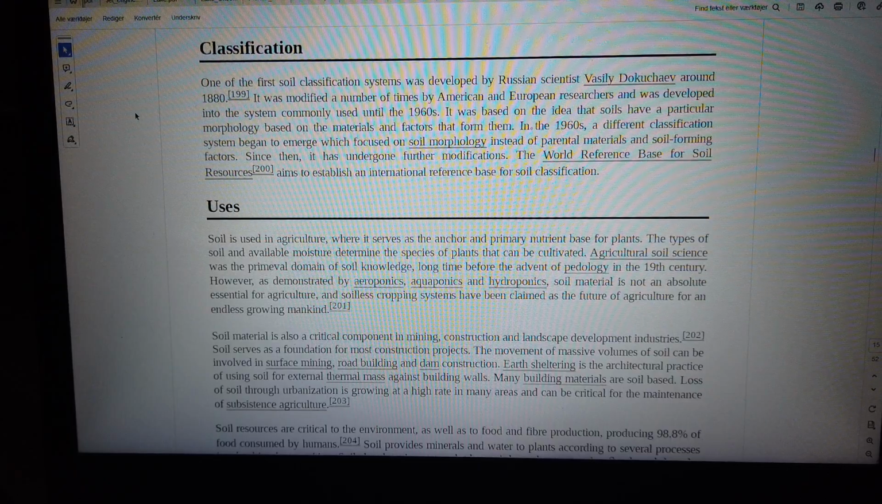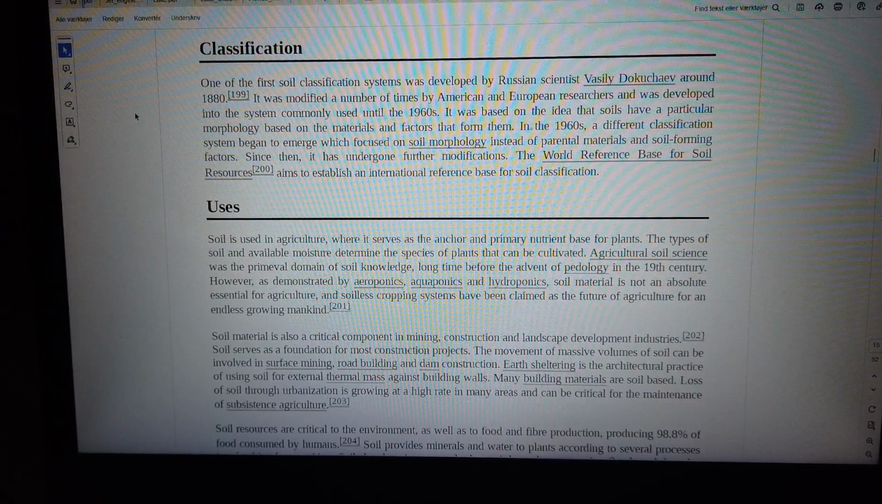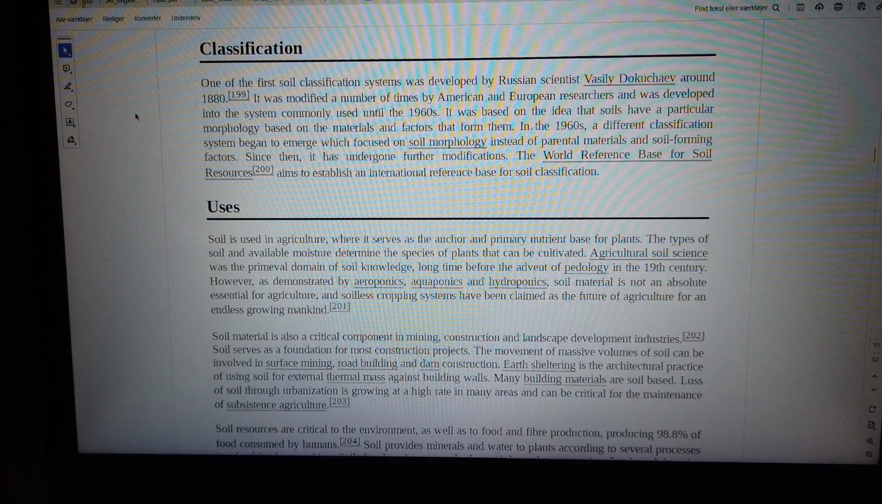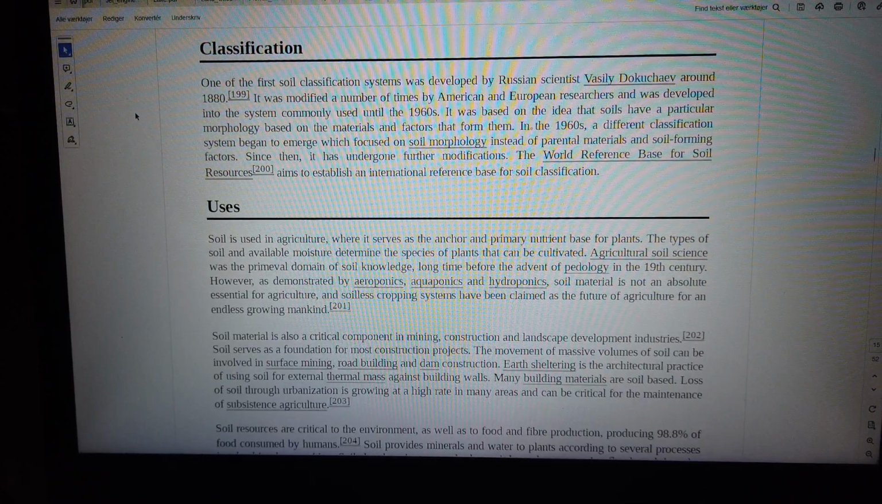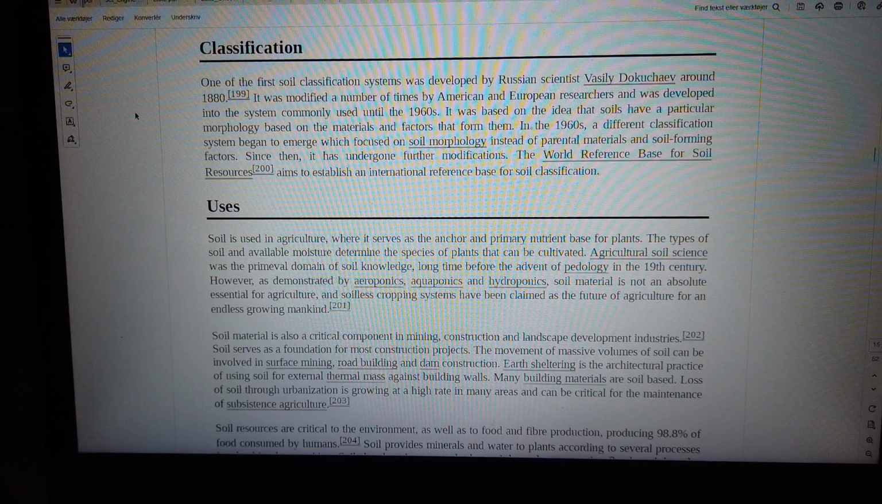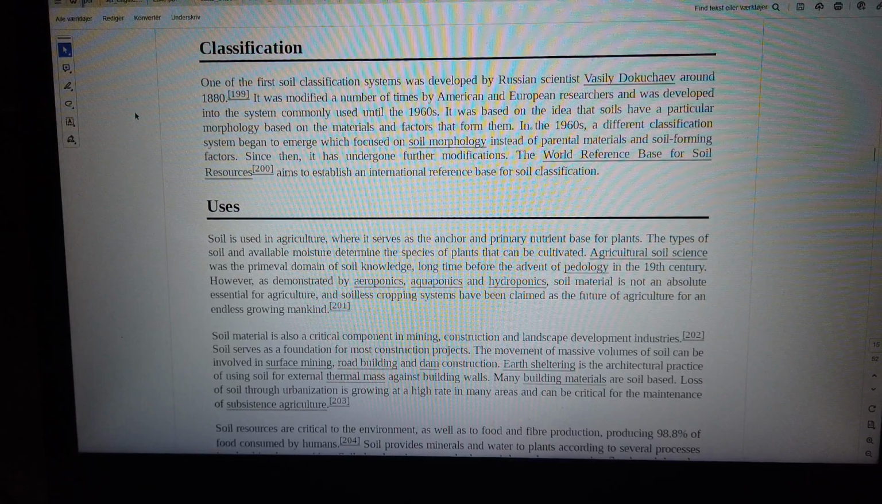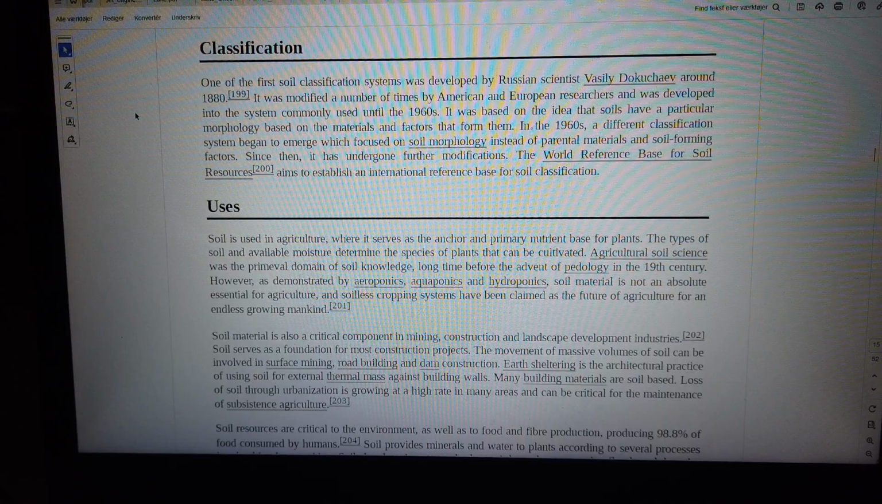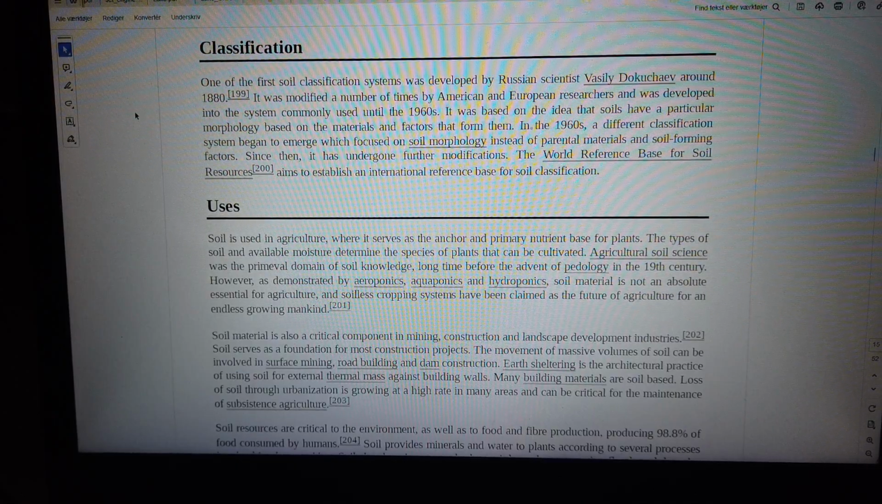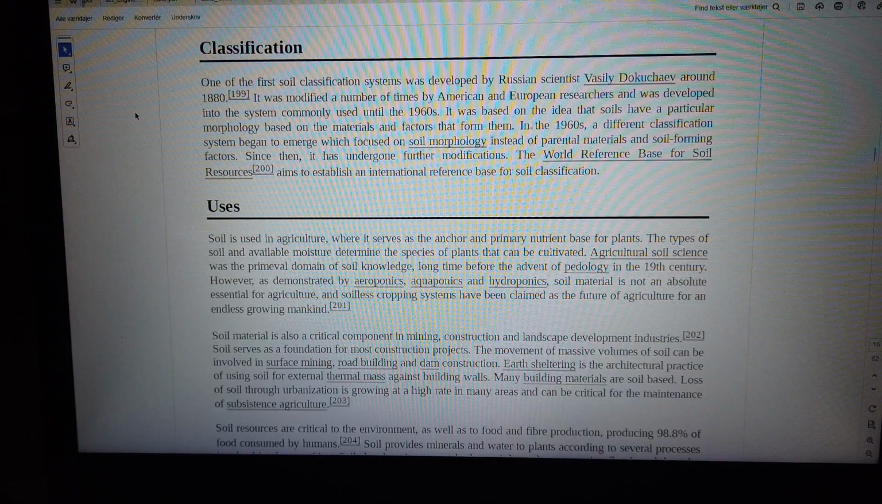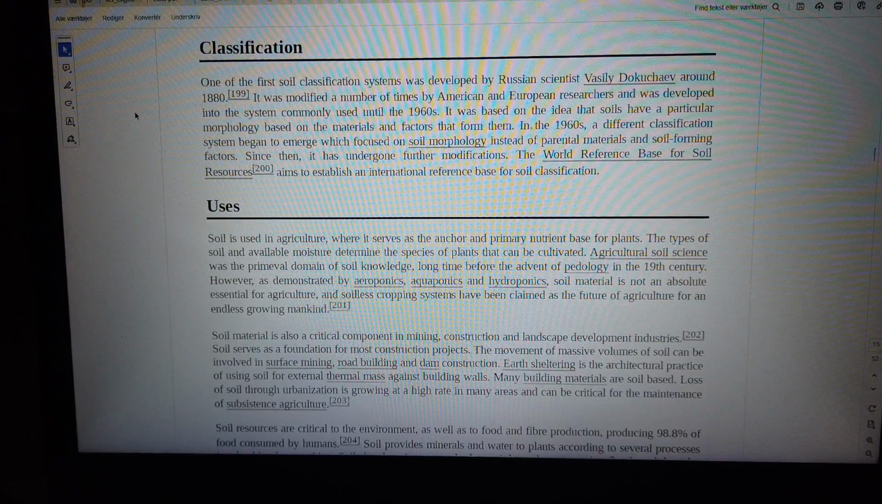198. Classification. One of the first soil classification systems was developed by Russian scientist Vasily Dokuchaev around 1880. 199. It was modified a number of times by American and European researchers and was developed into the system commonly used until the 1960s. It was based on the idea that soils have a particular morphology based on the materials and factors that form them.